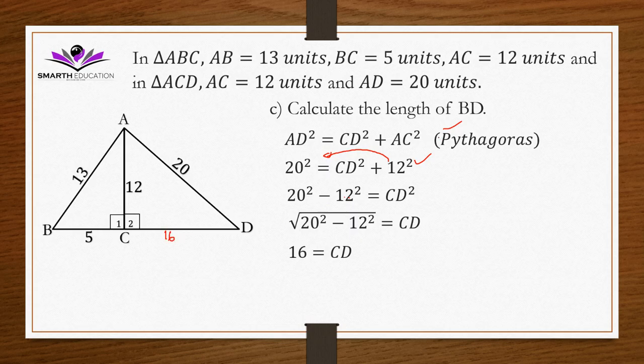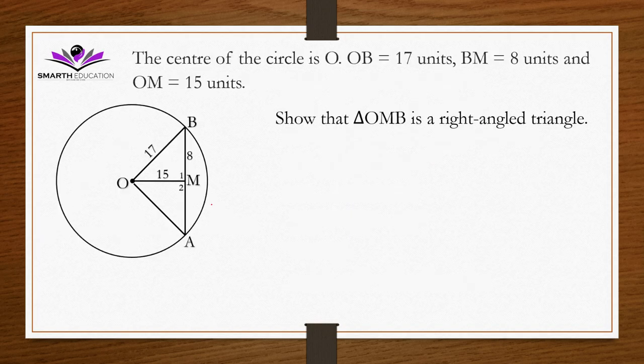Okay, but the question is calculate the length of BD. So we say 5 plus 16, so it meaning that BD is 21 units. Okay, right. And then the center of the circle is O. OB is 17 units, BM is 8 units, and OM is 15 units. Show that OMB is a right angle triangle. Okay, so OMB, which is this triangle here, OMB is a right angle triangle.